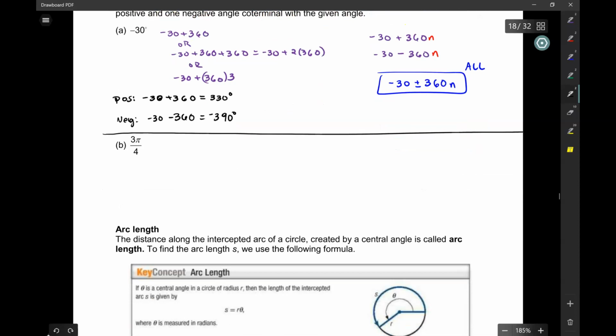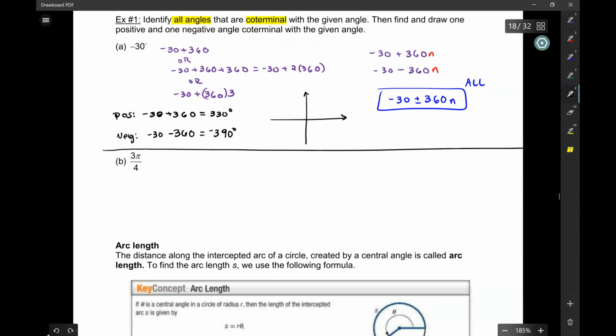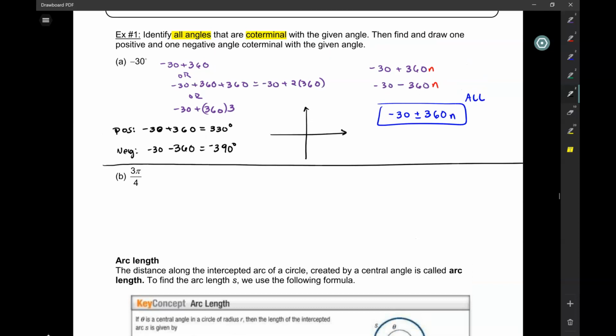How do we draw one? To draw, you're going to do an X and Y axis like this. And now here is the initial side. And now I want negative 30 degrees. So just draw here.